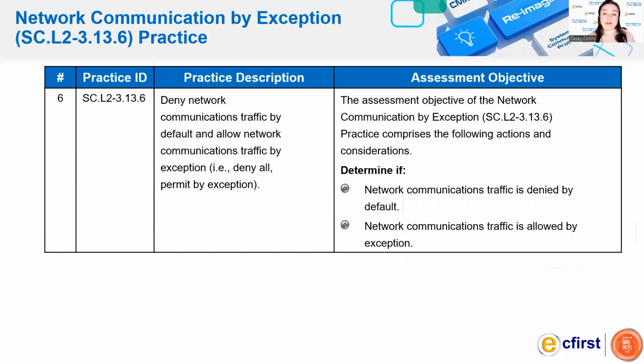Network communication by exception. Deny network communications traffic by default and allow network communications traffic by exception. Deny all, permit by exception. So determine if network communications traffic is denied by default and network communications traffic is allowed by exception.